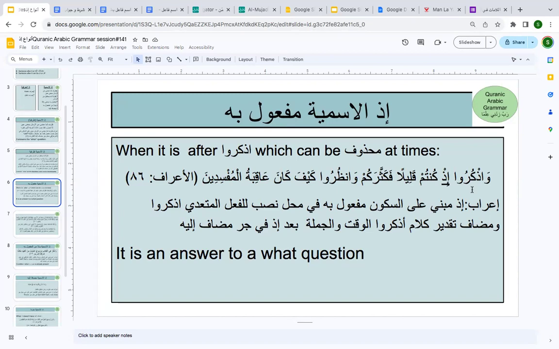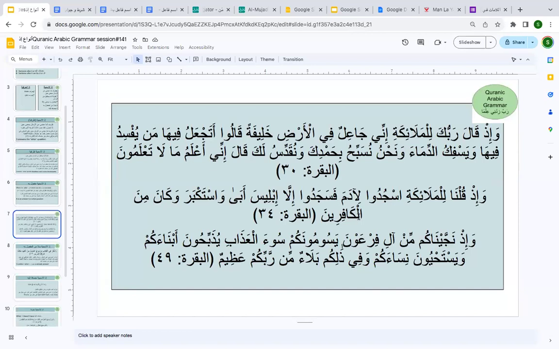Is this clear to all of you? This here is going to be fi mahalli nasbin, but the reason is not because it is maf'ul fihi, but the reason is because it is maf'ul bihi. Always remember, maf'ul fihi is the time and the place of action. It's the time and the place when the action is happening, when something is happening.